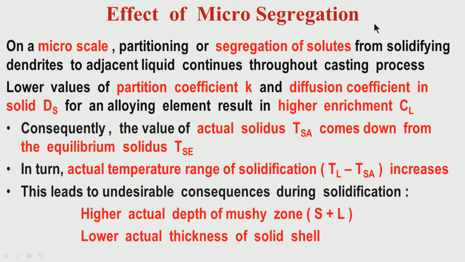On a microscale, say a few microns, when solidification is taking place through the formation of dendrites, the distance within a dendrite may be 20 micron, 30 micron, 40 micron, 50 micron. So, on a microscale, this partitioning or segregation of solutes, all soluble elements or alloying elements, from solidifying dendrites to adjacent liquid continues throughout the casting process. Please try to remember this. Whenever there is a solidification, there is a segregation. So, this is taking place throughout the solidification or casting process.